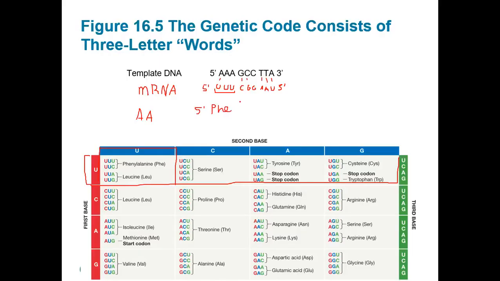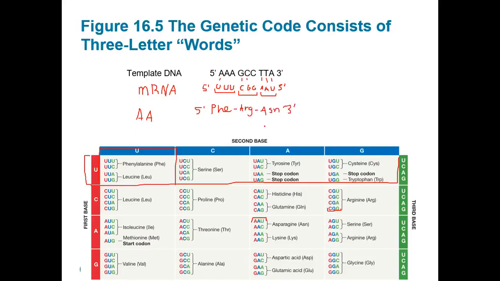Phenylalanine. Boom. Okay, our second codon, CGG, and we'll see our first base, C. Second base is G, and we got CGG right here. So that is arginine, ARG. And then our third codon, AAU. First base A, second base A, and AAU right here, asparagine, ASN, and 3'. Okay, so this is our protein sequence.